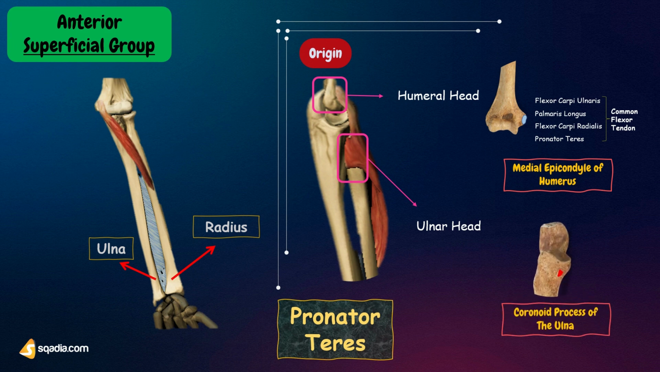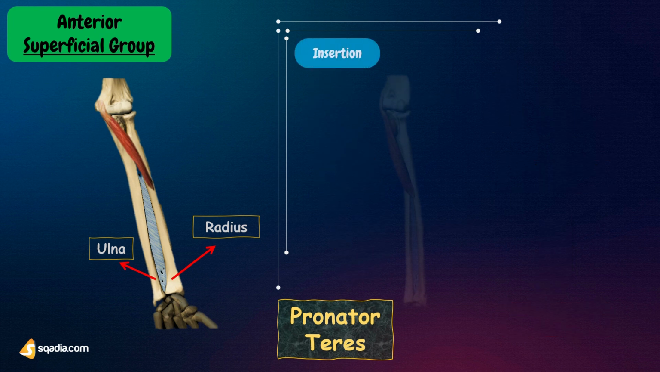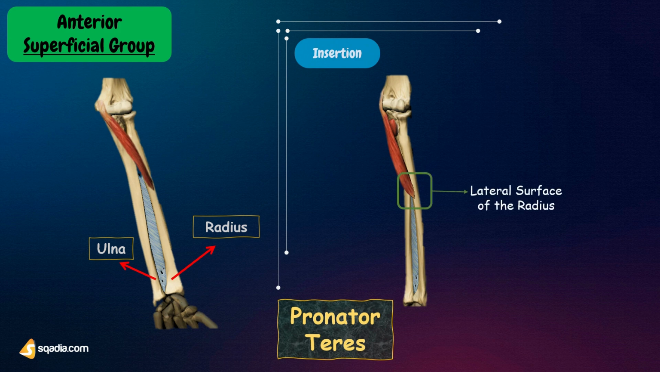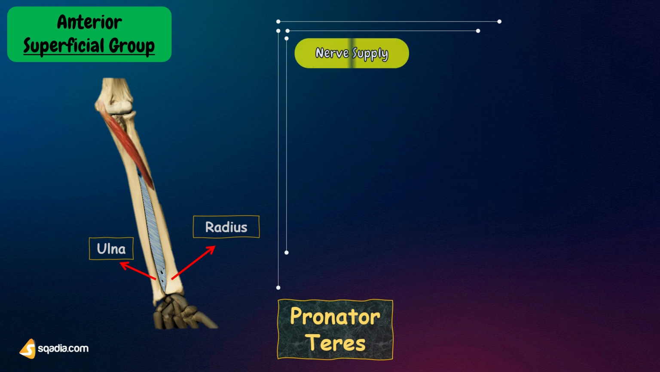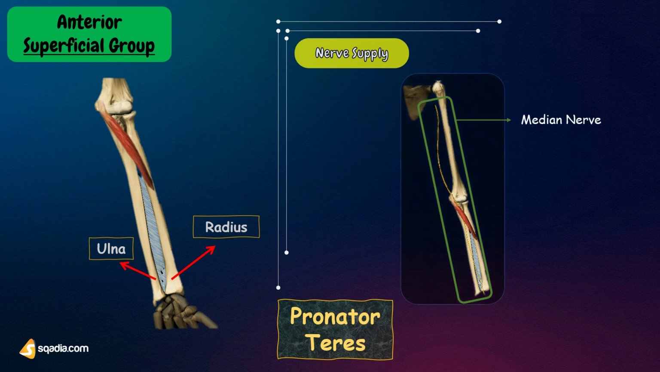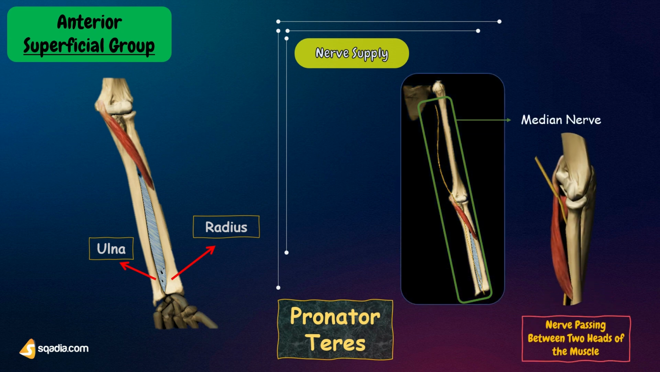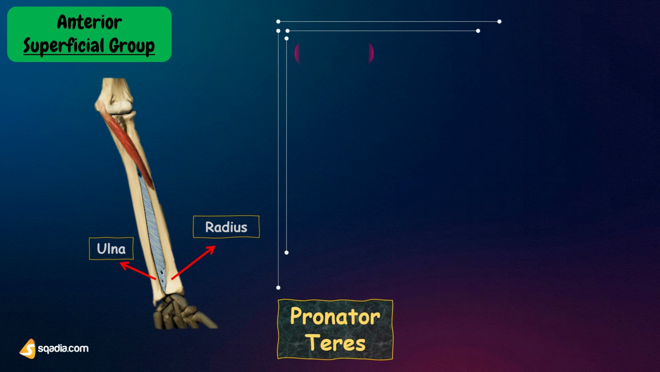The ulnar head arises from the medial border of the coronoid process of the ulna, immediately below the origin of the flexor digitorum superficialis. The muscle runs downwards and laterally for its insertion into the middle of the lateral surface of the radius at the maximum point of convexity. The median nerve enters the forearm and passes between the two heads of pronator teres, thus giving the branch to the muscle.